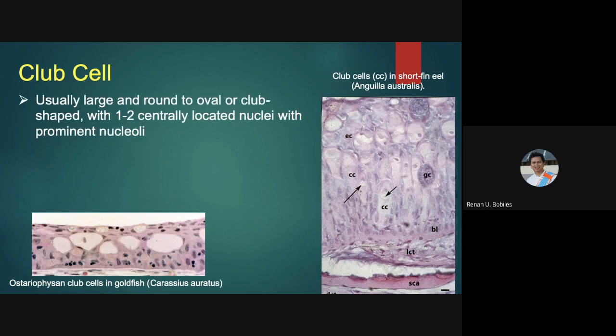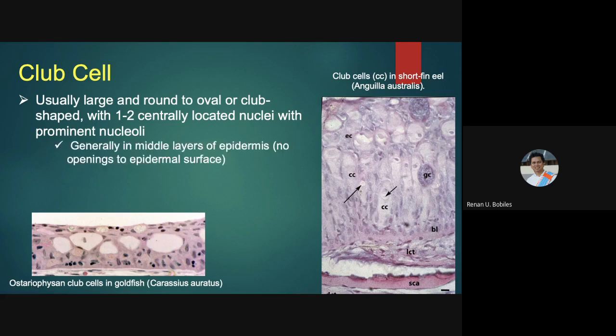The characteristic of a club cell, it is usually large and round to oval or club shape with 1 to 2 centrally located nuclei with a prominent nucleoli. Okay. So, dito sa picture na to, makikita nyo, this is the club cell. Ito. Yan. Okay? So, yan.